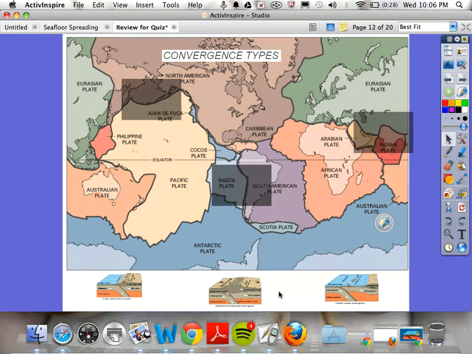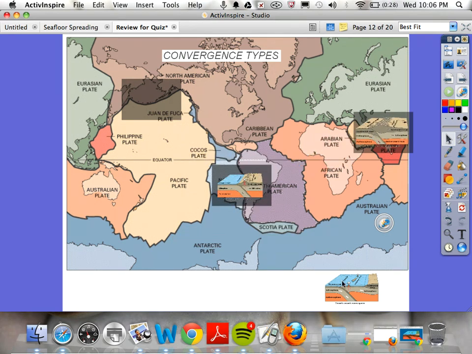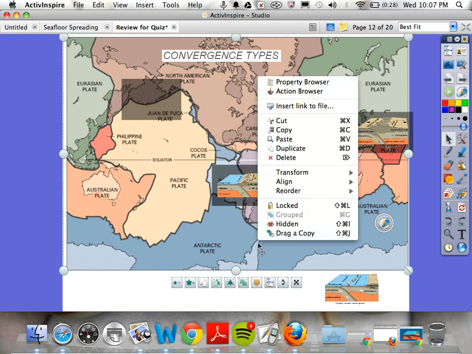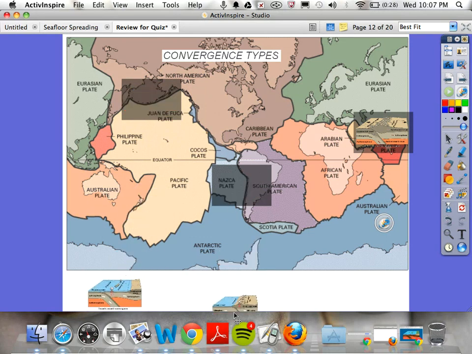Now we're going to match these diagrams to these different places on Earth. If you guessed that this one goes down here, and this one goes down here, up here, and this one goes, this one, oops, this one goes up here, then you were correct. Let me move these back.